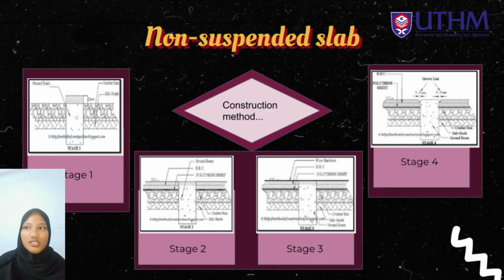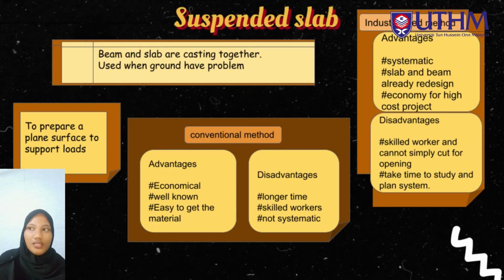Next slide is non-suspended slab for construction method. We have four stages of construction method for non-suspended slab. For suspended slab, beam and slab are cast together, used when the ground beam has a problem. This is to prepare a plain surface to support load.